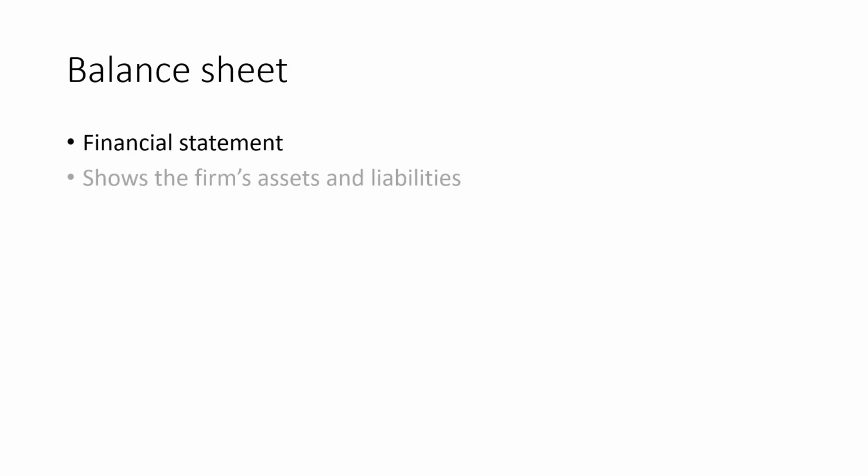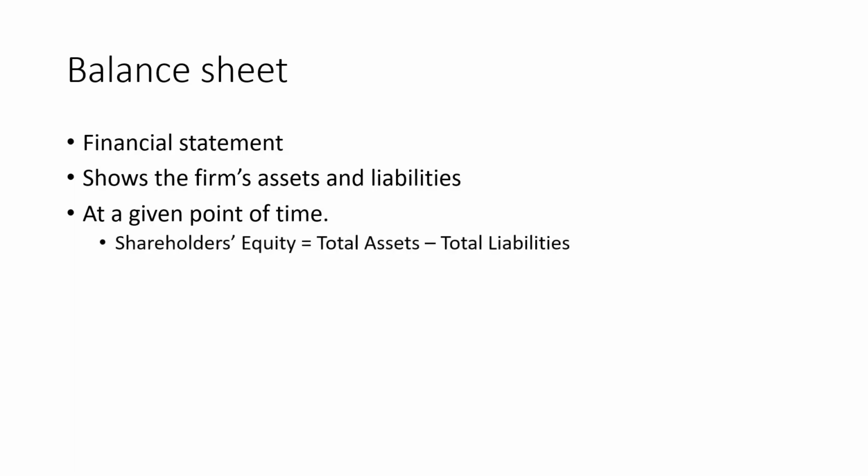So a balance sheet is a financial statement that shows a firm's assets and liabilities at a given point of time. And as the definition itself suggests, as the point of time changes, the balance sheet changes as well. The most important thing in a balance sheet is to determine the shareholders' equity or owner's equity, or the money that accrues to the owners of the firm in case the firm is liquidated. And that is defined as the total assets minus total liabilities. We'll be defining what's an asset and what's a liability in just a little bit.